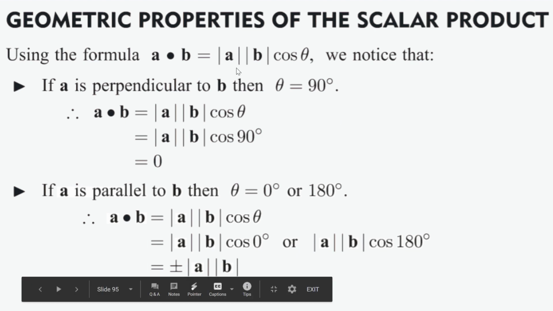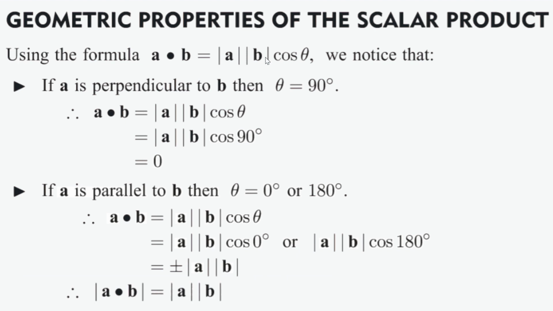It says using the formula vector A dot vector B is equal to the magnitude of vector A times the magnitude of vector B cosine of theta. We notice that if A is perpendicular to B, then obviously theta is equal to 90, and therefore, we know the cosine of 90 degrees is 0, so the scalar product A dot B is 0. So if we have a scalar product that is 0, that means that the vectors are perpendicular to each other.